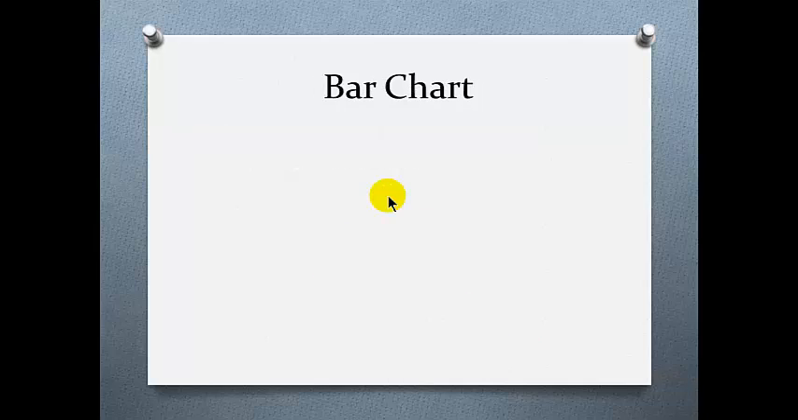Histograms. Another type of visual display of data is what we call a bar chart. And bar charts are often confused with histograms. So let's split this up and really look at why they're different.